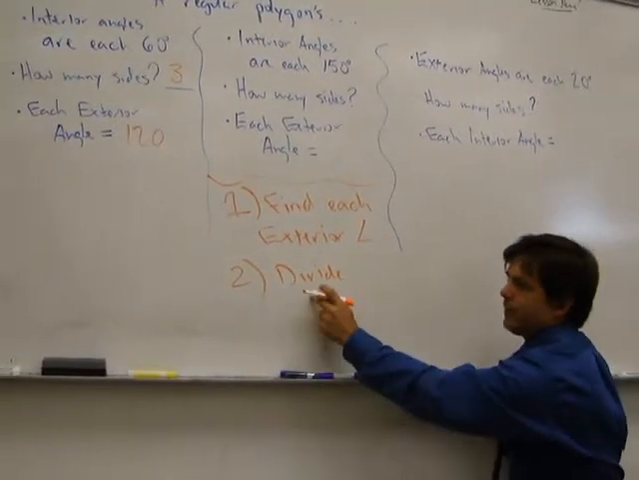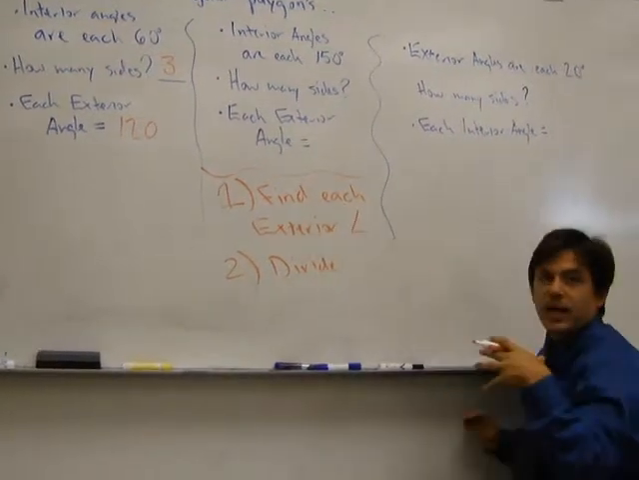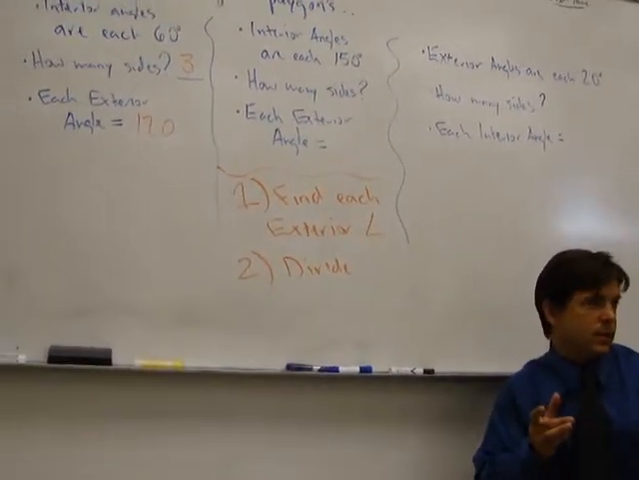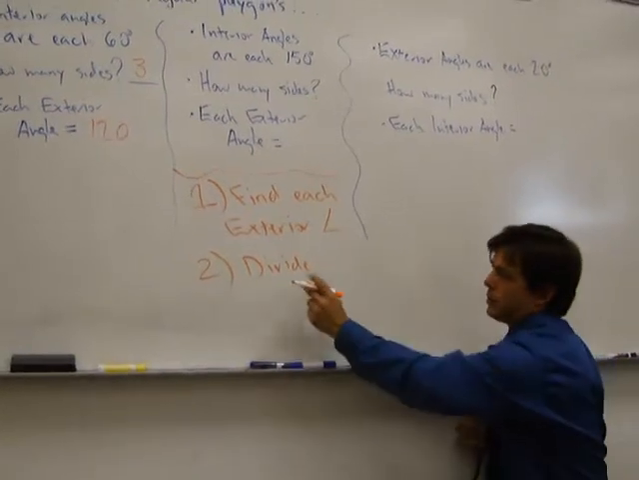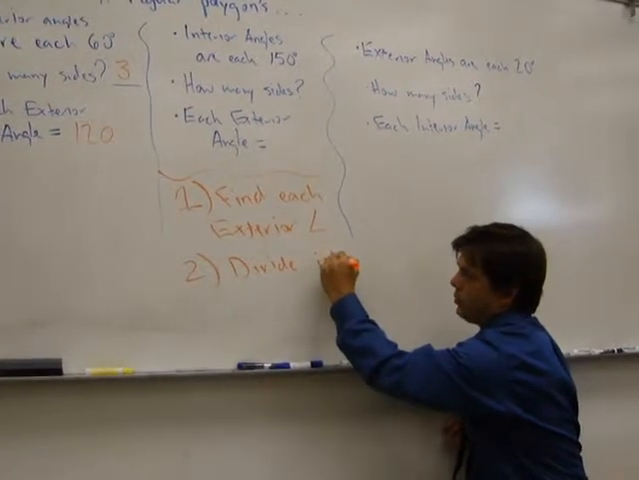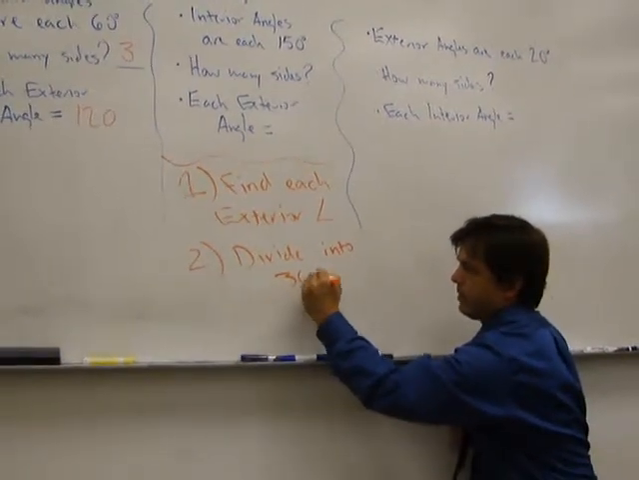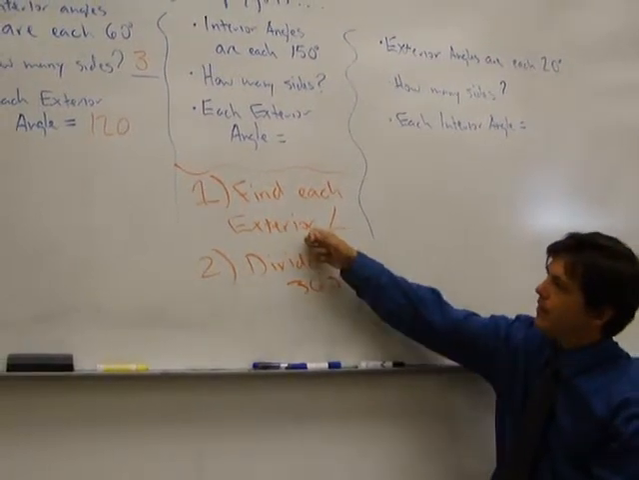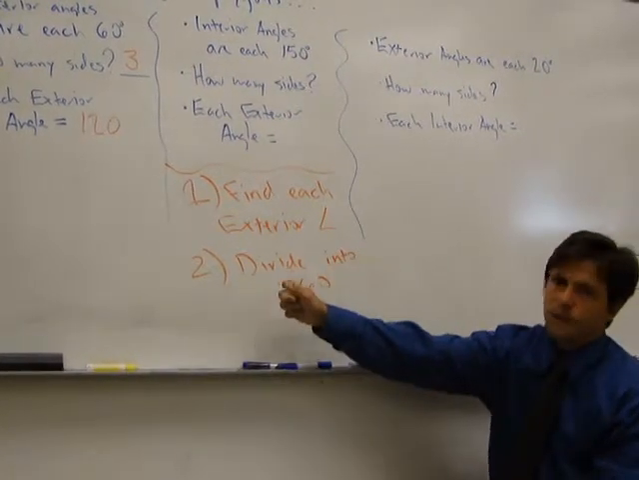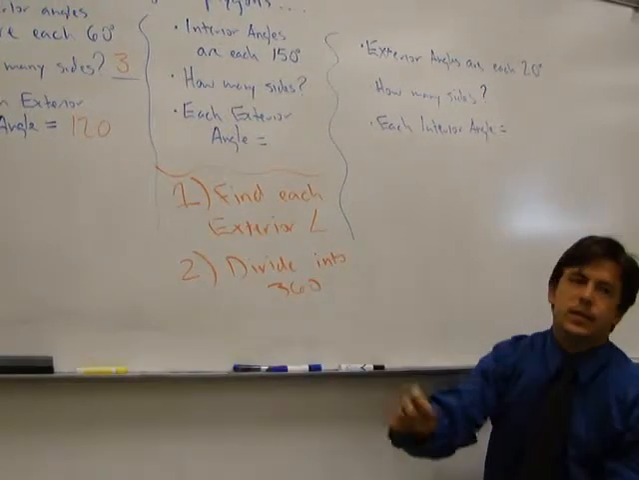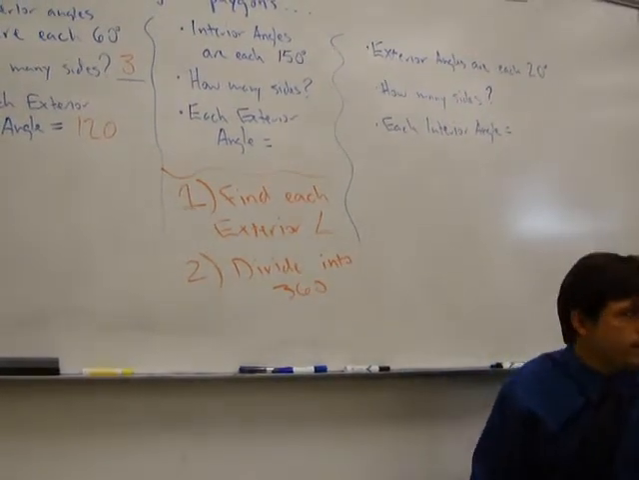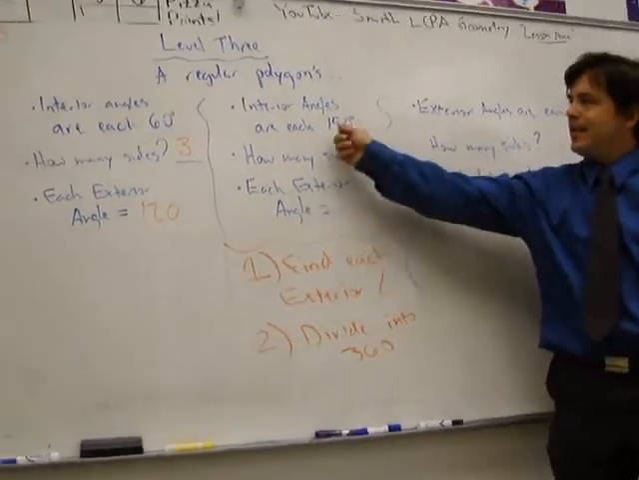360. So if we divide the measure of each exterior angle into 360, we'll figure out how many sides. So we have to find the measure of each exterior angle, and whenever we get there, we divide that into 360, and that will tell us the number of sides. So right now we're given the interior angles.